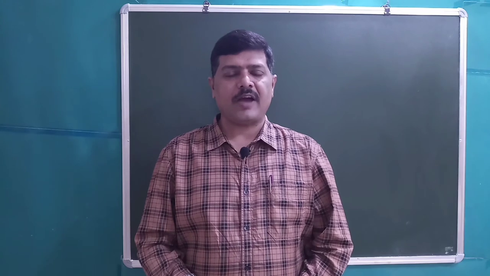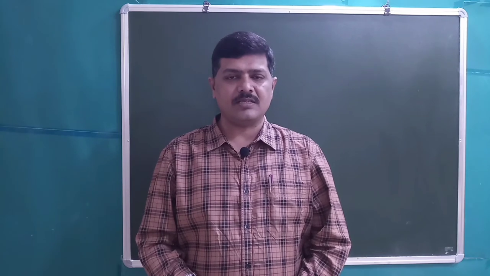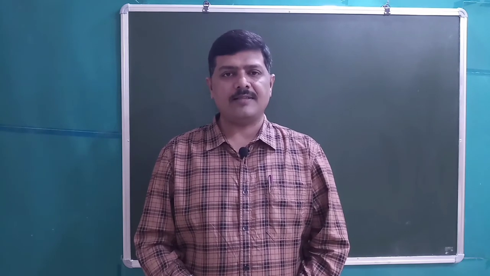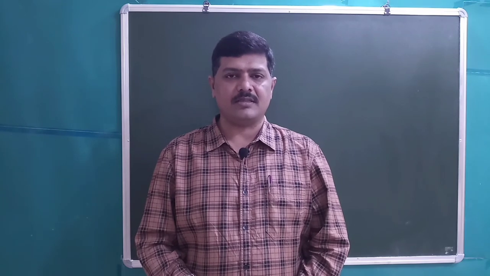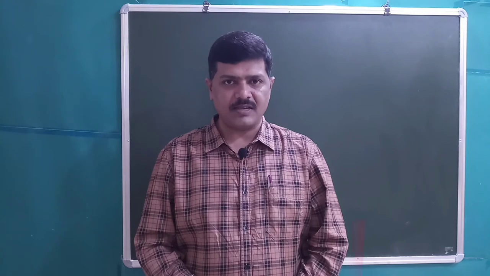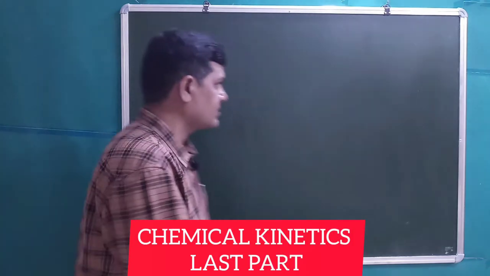There are 5-6 methods to find the order of a reaction. Mainly we are going to discuss only one method, that is the initial rate method. We will also solve one question based on that initial rate method. These topics are from the chapter Chemical Kinetics.